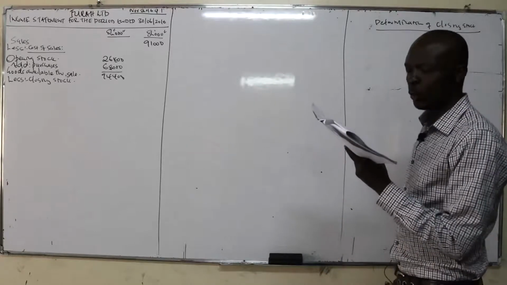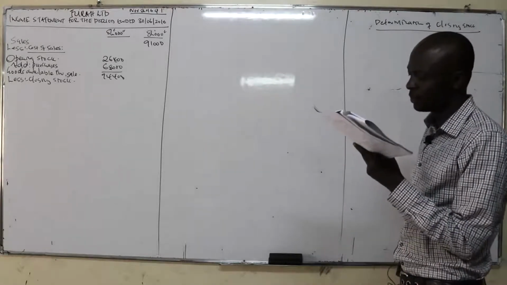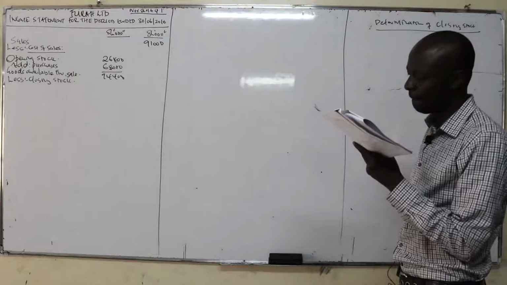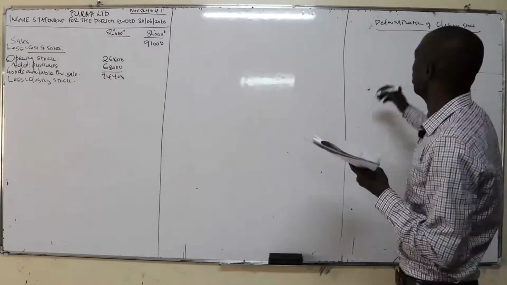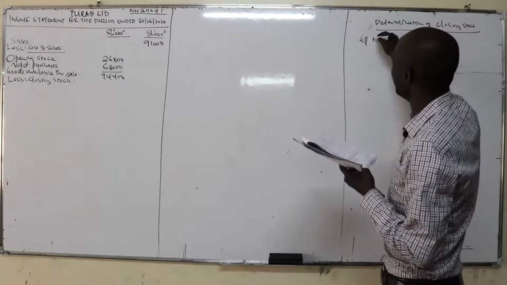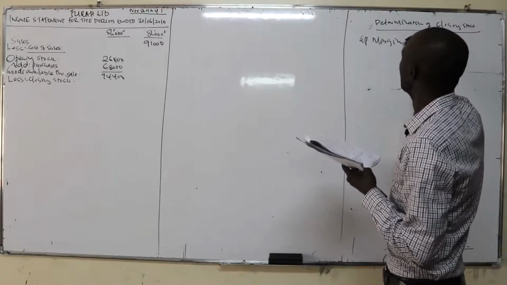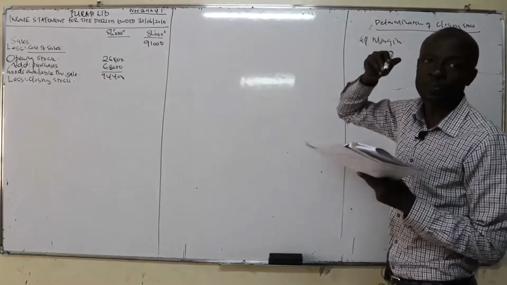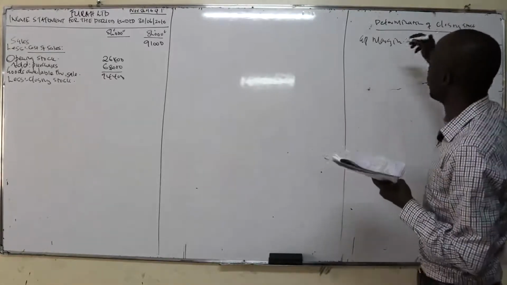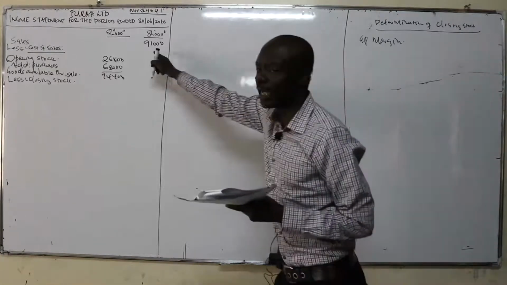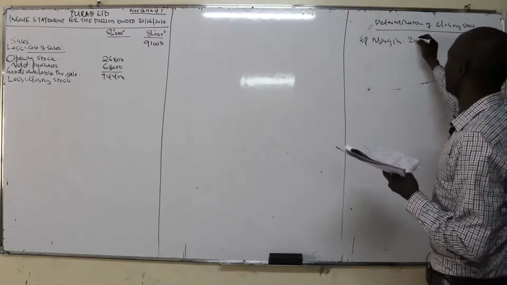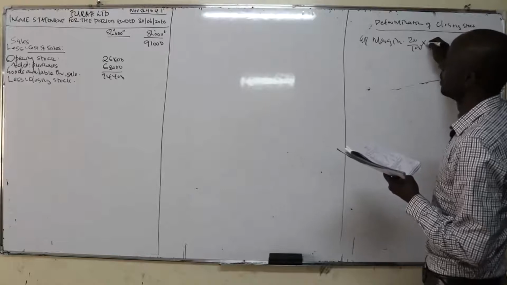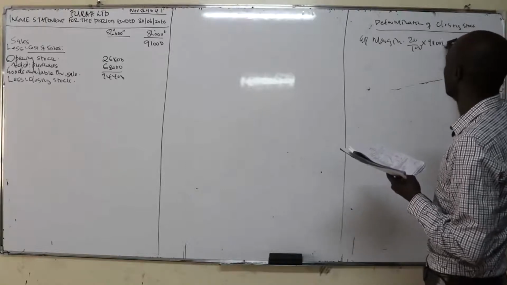So we've been given the gross profit margin, the normal profit margin, the GP margin. When you apply margin to sales, you get the gross profit, okay? Are we together? So 20 out of 100 times 91,000. How much is that?